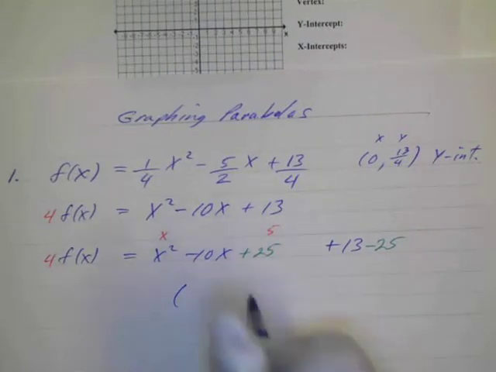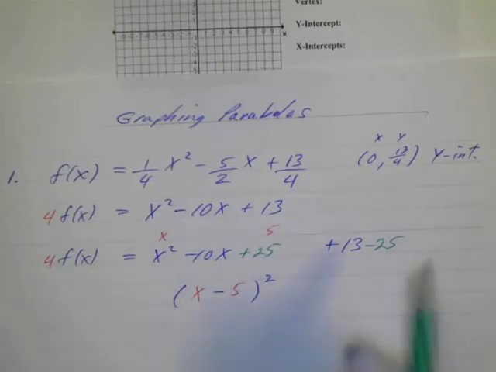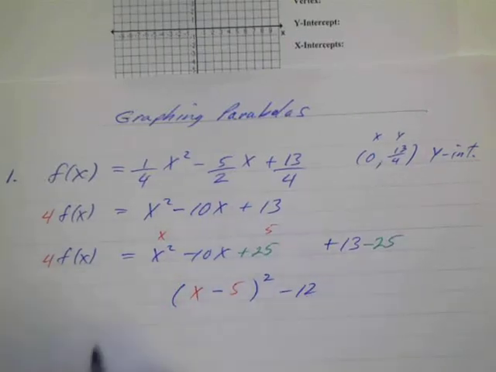And now I know that this is a perfect square trinomial, so it's going to factor to be a binomial square. This is going to be x minus 5, squared. And 13 minus 25 is negative 12. So minus 12. And I'm almost in vertex form, except I've still got the 4 over here.